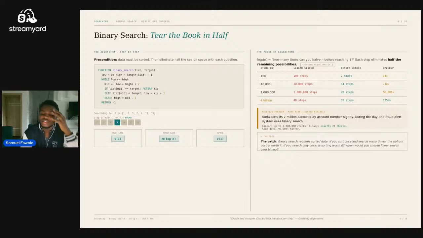So when we increase from 10,000 to a million, this goes to a million steps, and this goes to just 20. And when we get to 4 billion, this just increases a little bit, and we get to just 32 steps to go through 4 billion items.